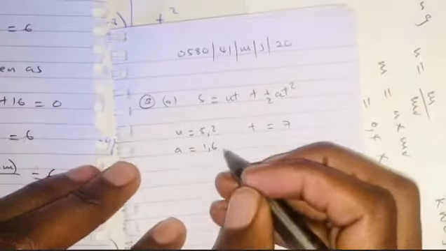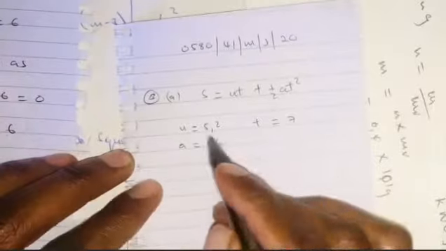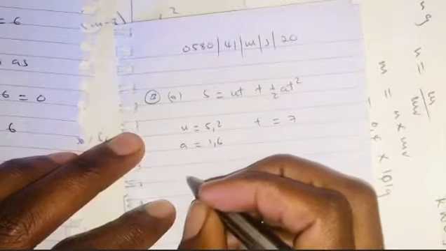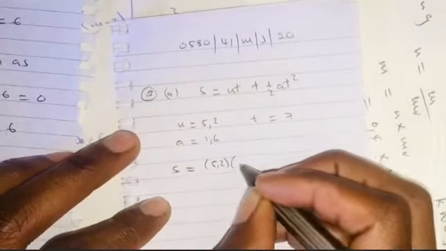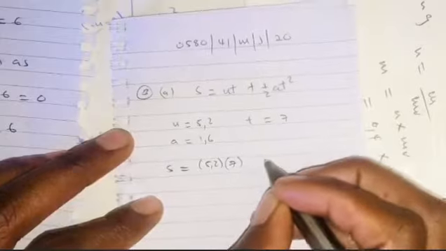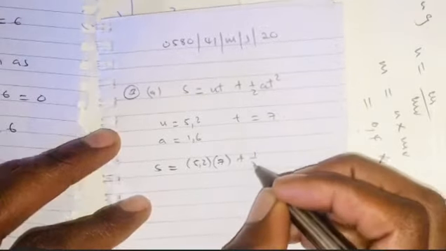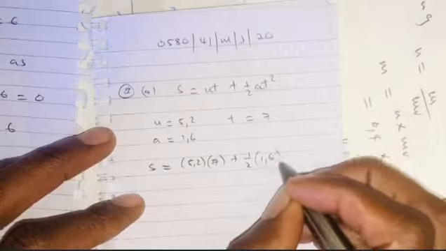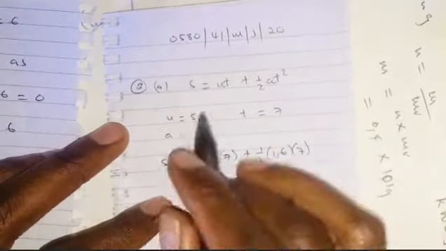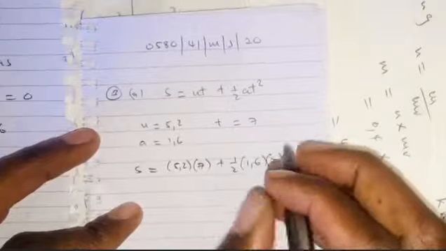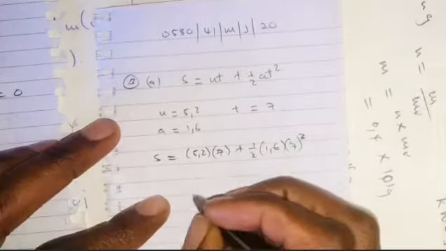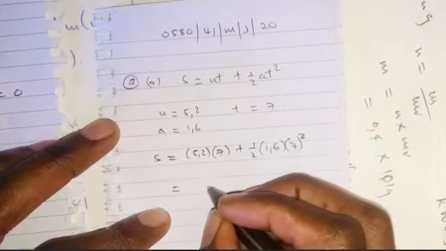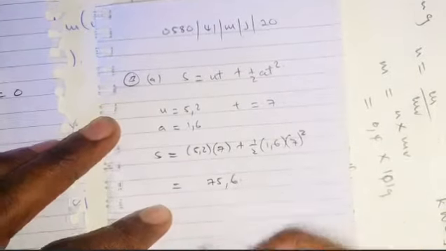This one says make x the subject of the formula. Then of course we are going to substitute all this into the equation. We say s is equal to 5.2, close bracket, open another one, 7 plus half of 1.6, then 7, like this. If we punch this on the calculator, it will be 7 squared because t is squared here. Then if we punch it on the calculator, we get 75.6. Okay, that's it for that one.